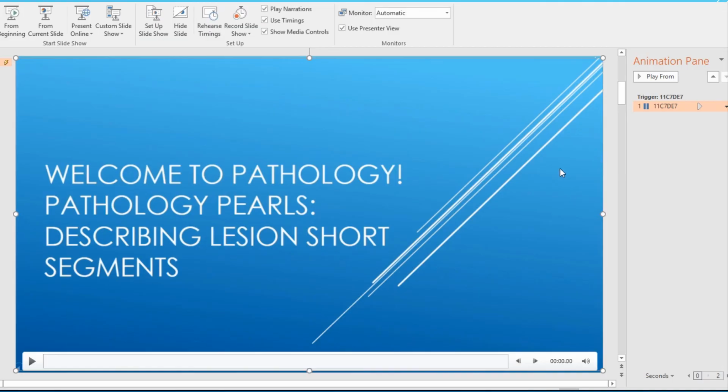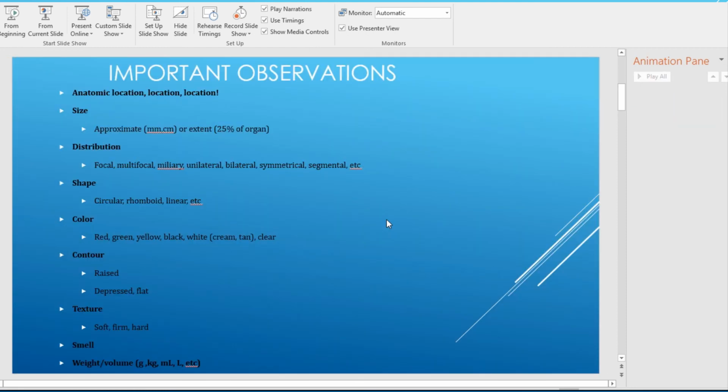And that concludes our little first talk about describing lesions. I'm going to do these in short segments. Each one of these observations that we talked about, I'm going to go into more detail in subsequent presentations, but just to let you know that today we just focused on contour and raised lesions. The next time we will talk about depressed or flat lesions.